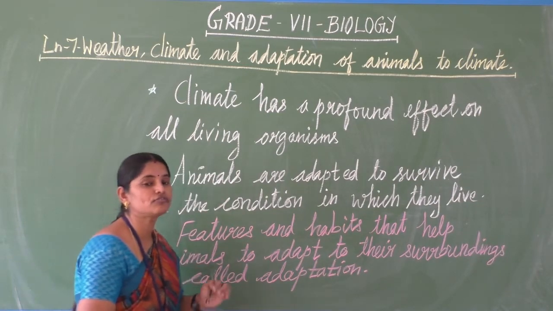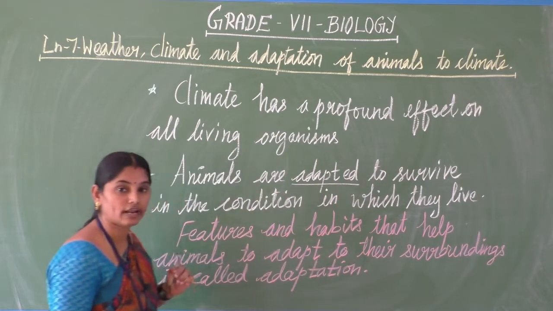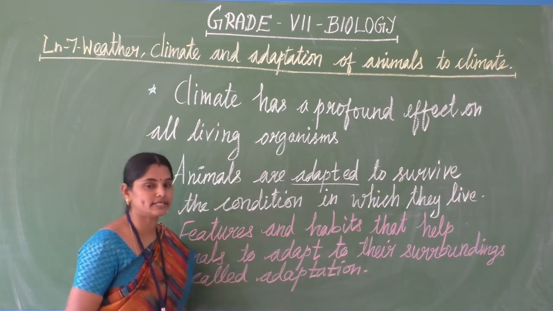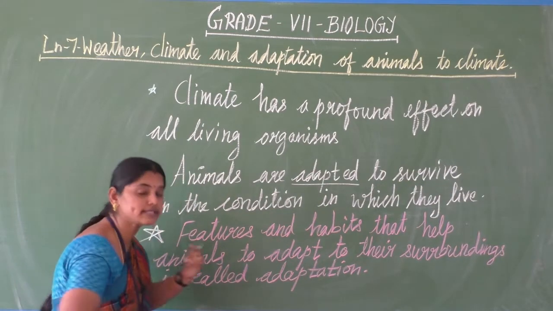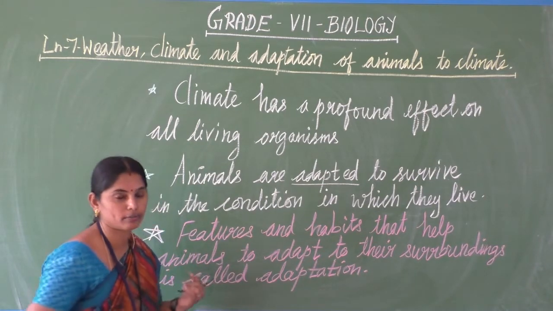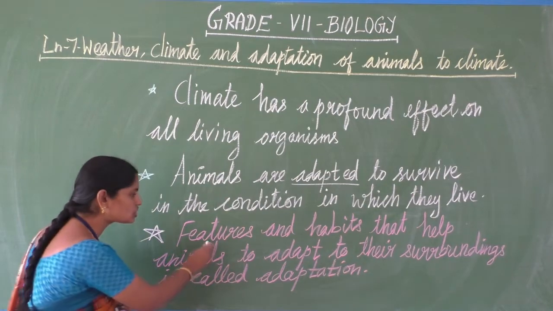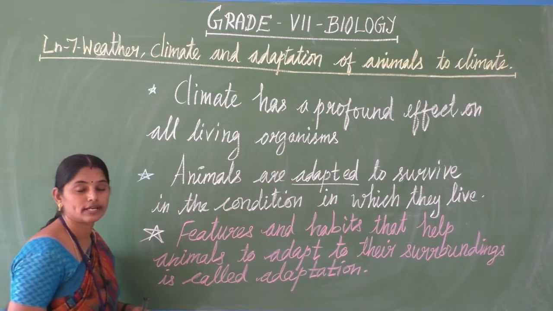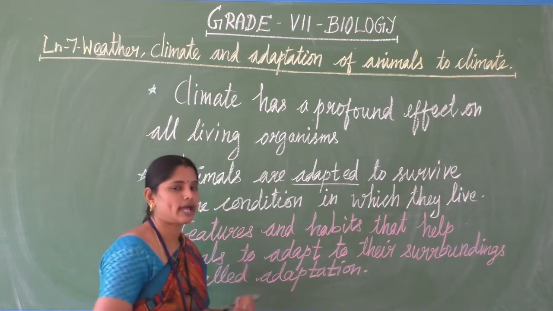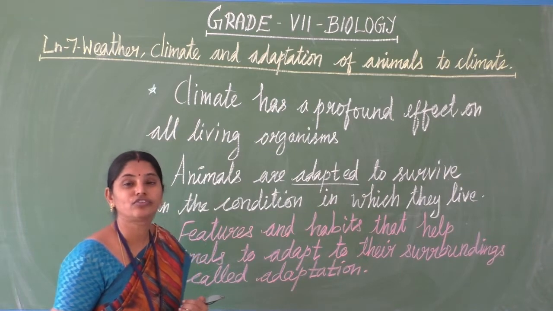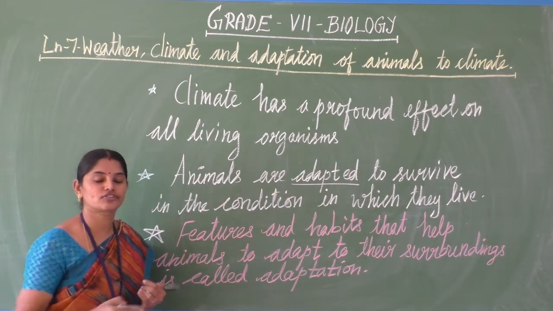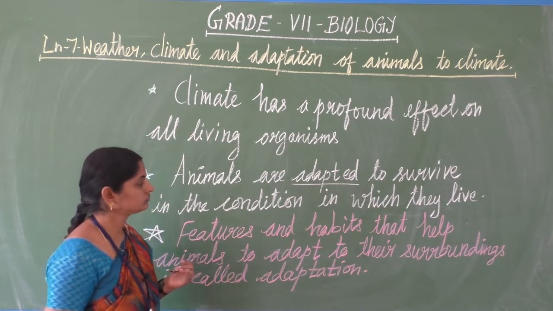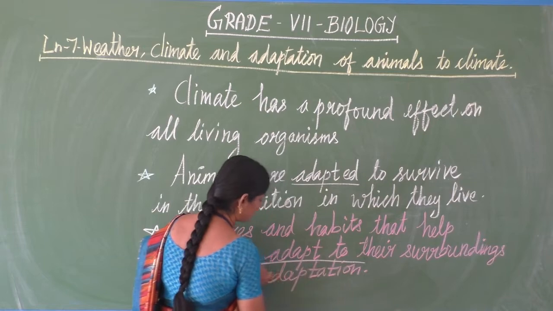So what will be the definition for adaptation? Features and habits that help the animal to accommodate the condition, to live in a way that suits the condition. Features and habits that help the animals to adapt to their surroundings is called adaptation. Clear, children? How does it happen? Slowly the adaptation happens, and that we call evolution. About this word we will study in our 9th and 10th. Now here we will see only adaptation.